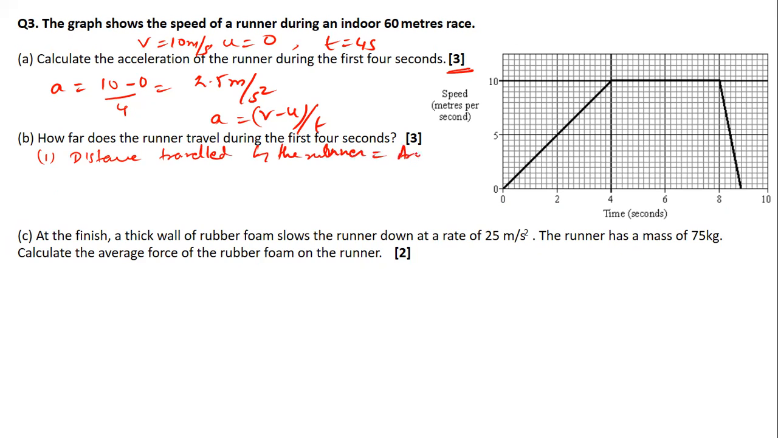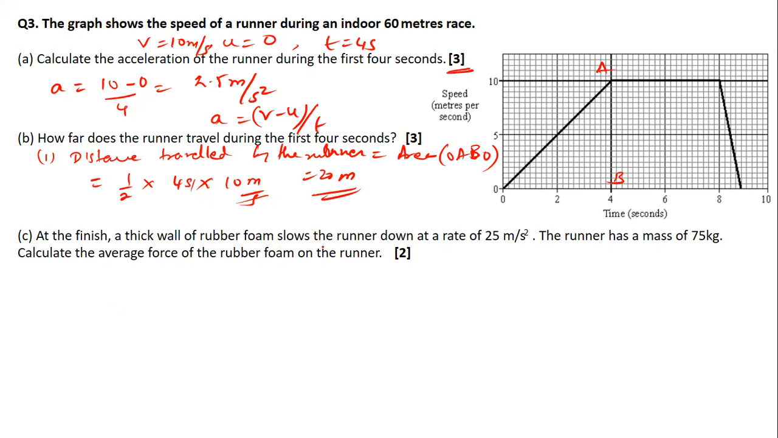is equal to area. You call this O, this A, this B, and then you say area OAB, or area of the triangle. You have to mention this very clearly. After that, this should be equal to half into base into height. Base is 4 seconds multiplied by height, which is equal to 10 meter per second. Mention the units along with it. Show the working very clearly. So this should now be equal to 20 meters. Only then you get 3 marks. Otherwise, you lose marks here.